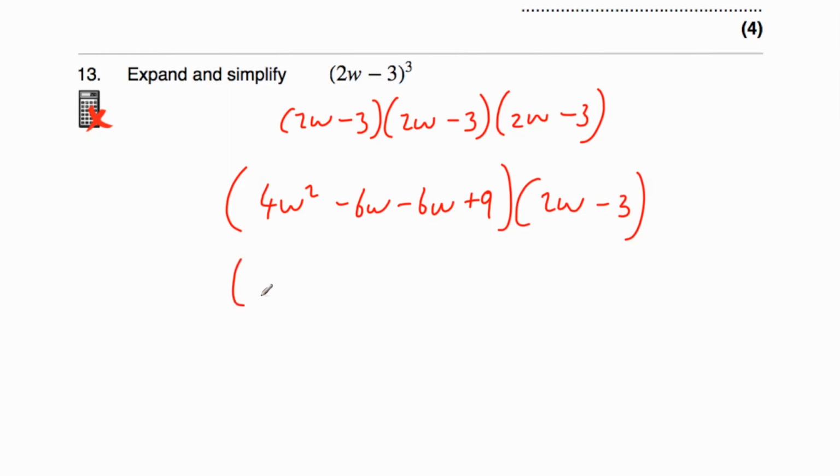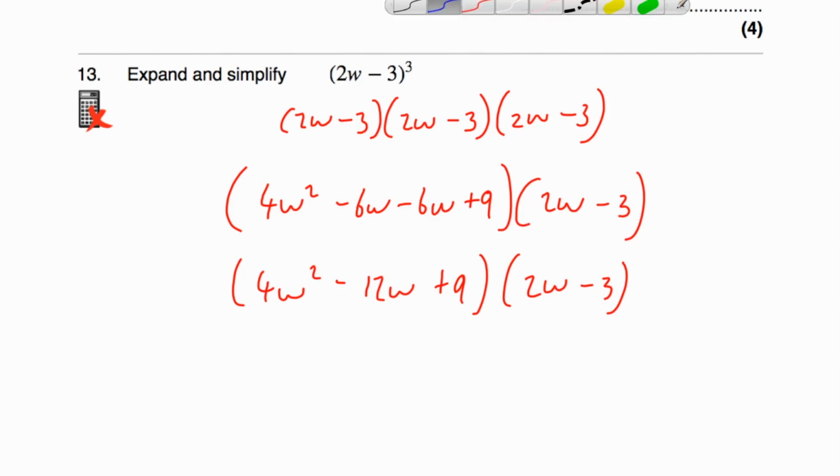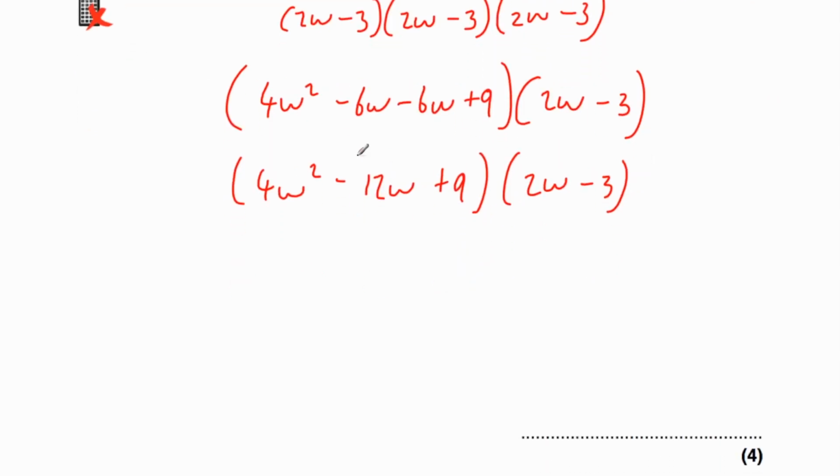So now let's simplify this. So 4w squared minus 6w, take away 6w, would be minus 12w plus 9, close brackets. And then our 2w minus 3. So we've expanded our first two brackets. Now we just need to multiply that by 2w minus 3. So let's do that and see what we get. So 4w squared times 2w would be 8w cubed. 4w squared times minus 3 would be minus 12w squared. So we've done our 4w squared.